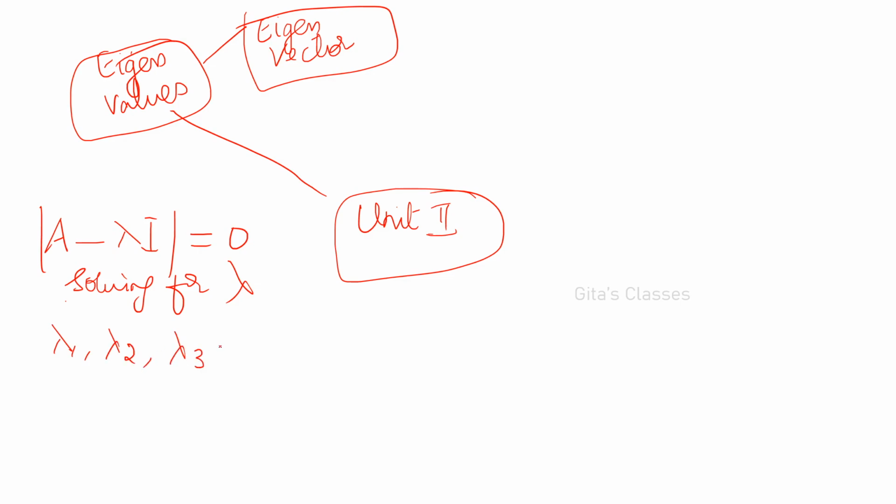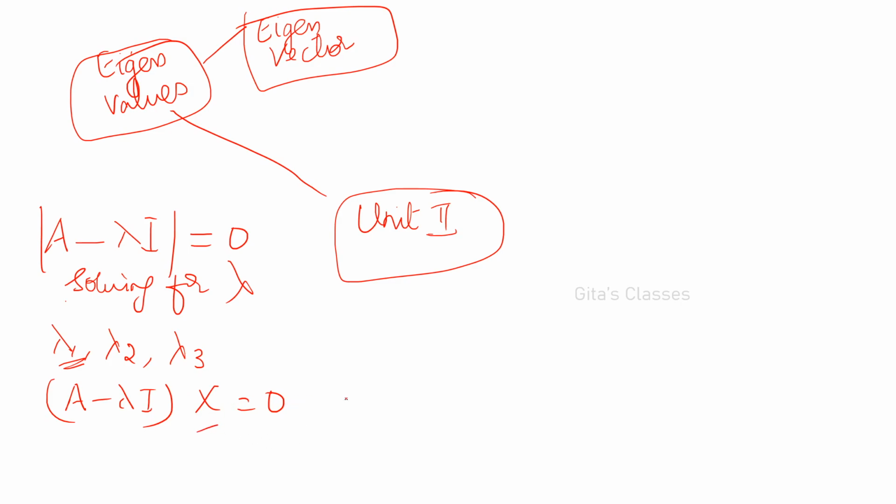Okay. Now, for each lambda, you have to write this matrix: A minus lambda I into x is equal to 0. That is, using this Ax is equal to lambda x, you can write A minus lambda I into x is equal to 0. For each lambda, you have to find out capital X. Corresponding to every eigenvalue, you can find out one eigenvector. Another important point, eigenvector cannot be equal to 0.